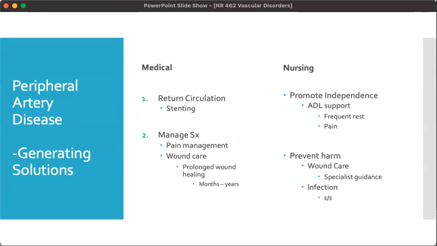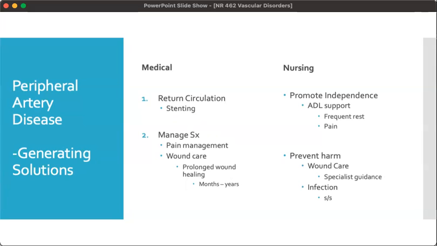On the medical side, we can't really address the blood flow problem, but we want to address the symptoms of the disease. So pain management is a big one, especially neuropathic pain associated with poor distal circulation and nerve damage because of that long term, and the wound care.